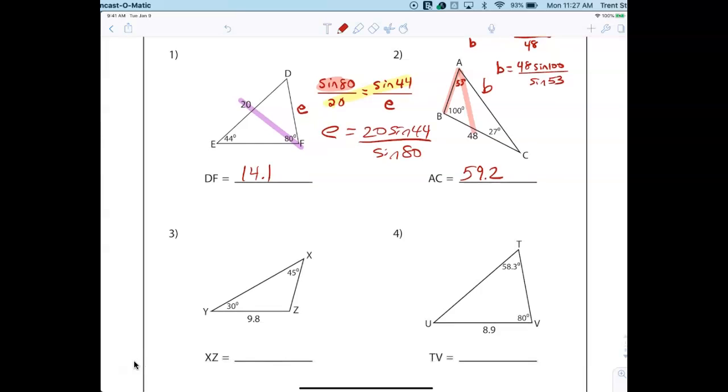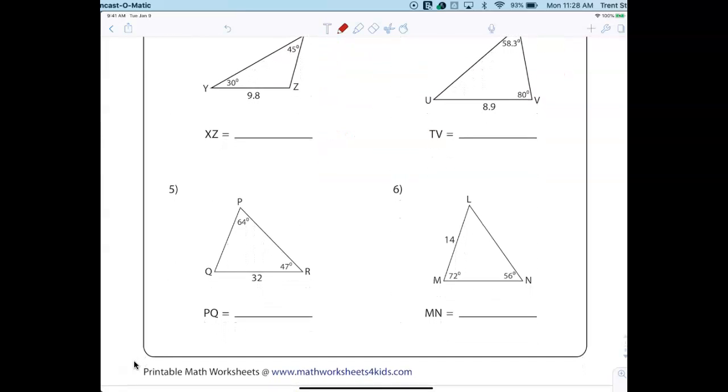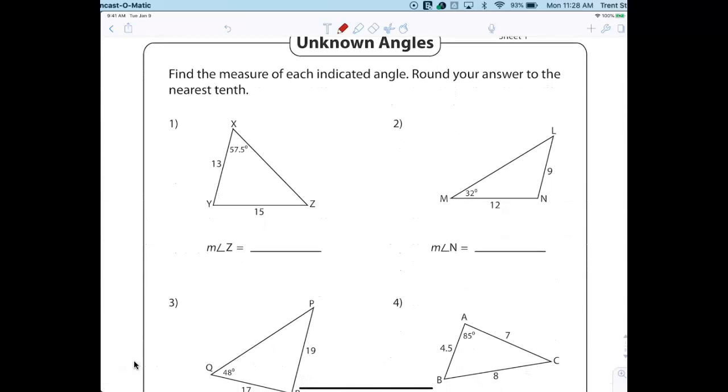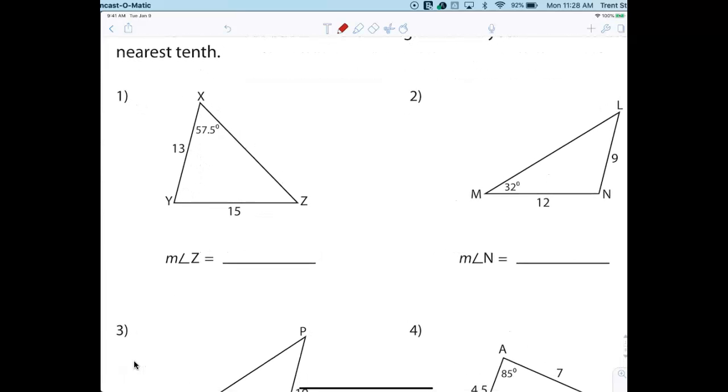Now, again, 3, 4, 5, 6 are essentially the same. So now we're going on to the next page. Now we're going to find the missing angle. All right, so the first 6, all you have to do is find the missing side. Now you have to find the missing angle. So for question number 1, I'm trying to find angle Z.